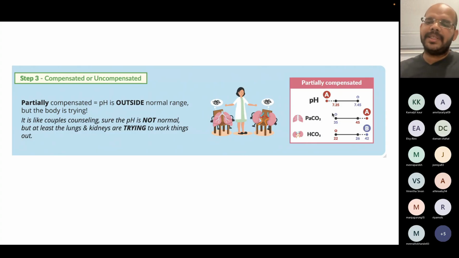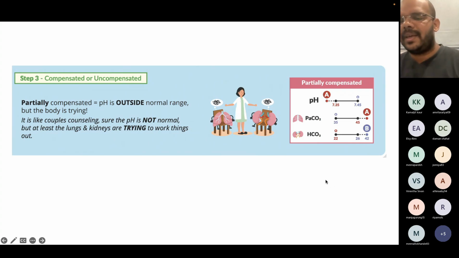In a partially compensated mechanism, you can see all values are abnormal. It means that one of the organs has started working, but they have not reached a conclusion. I'll tell you something to help you remember this partially compensated mechanism.